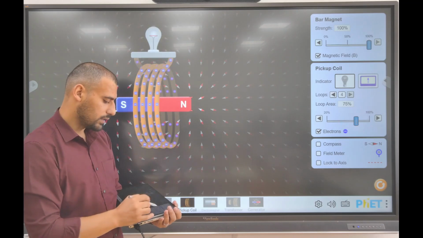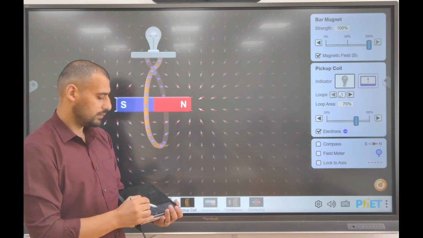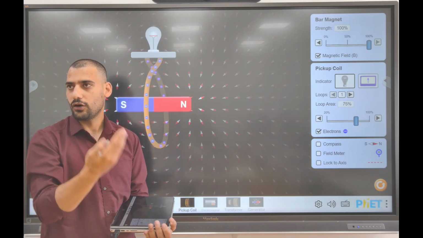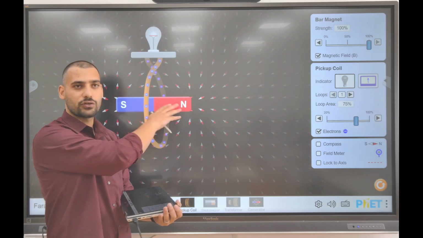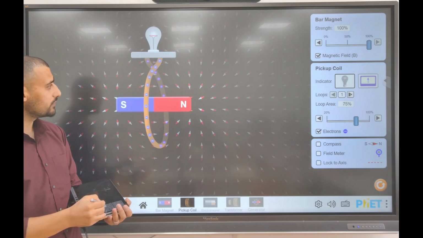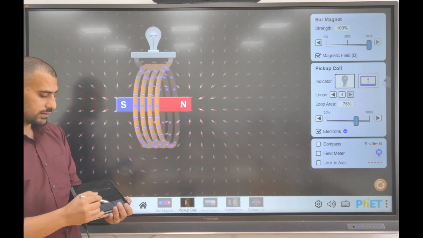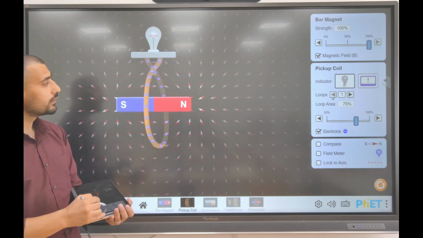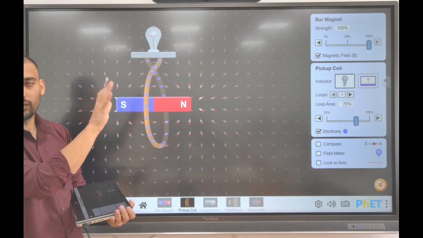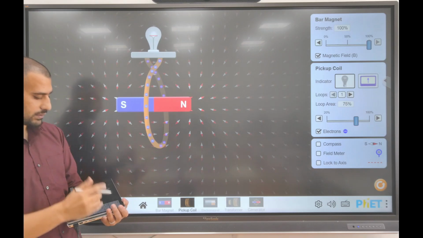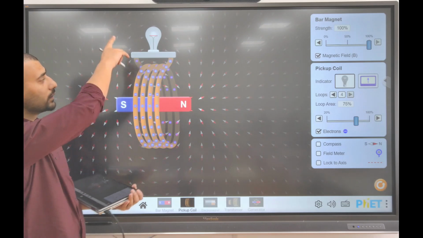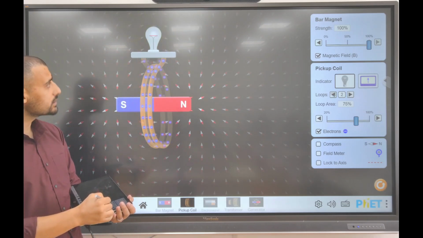Or one more thing, if you increase or decrease the number of loops, because the number of loops also determines the magnetic field lines which are crossing. See, if the number of loops is increased, see what is happening. See, it is increasing. When there is change, it glows. When there is a particular value, nothing happens. See? Changes, the bulb is glowing. No change, the bulb will not glow.